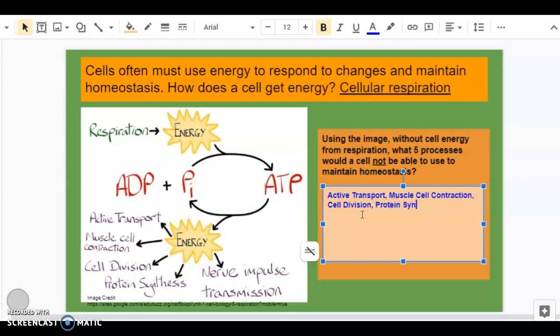Protein synthesis, which we've studied before, where sections of DNA called genes are used as a code to tell the ribosomes which amino acids to put in which order to make a protein. And nerve impulse transmission, which uses special cells called neurons to send messages and can affect the behavior of the organism.